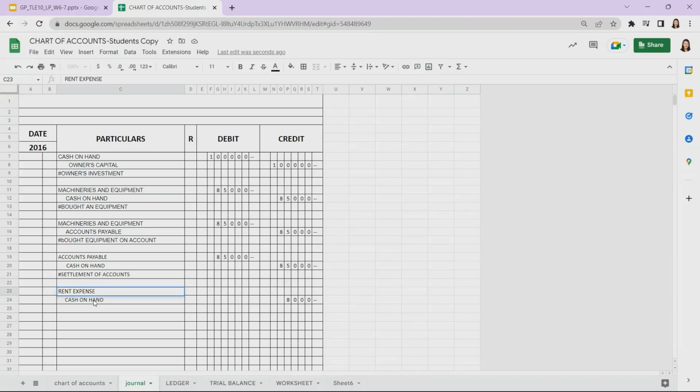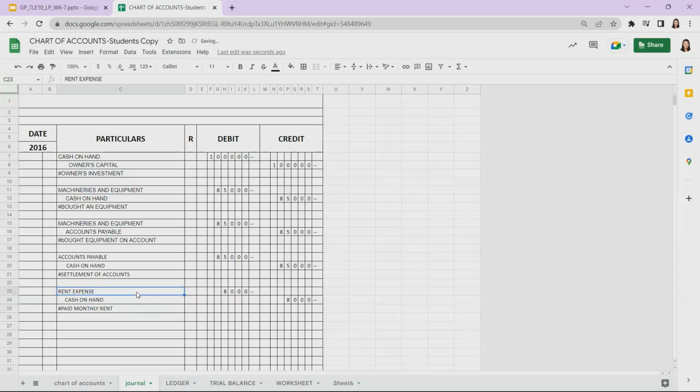The reason why we're using the word rent expense instead of prepaid rent, which is an asset account, is that it is a monthly rent. So it is a monthly consumption. It is already consumed. It is already incurred. So that is why it is already considered as an expense. We have rent expense. How much is our monthly rent? It is 8,000. And then for the brief explanation, just write here paid monthly rent.